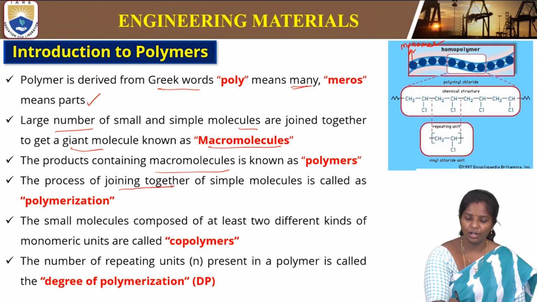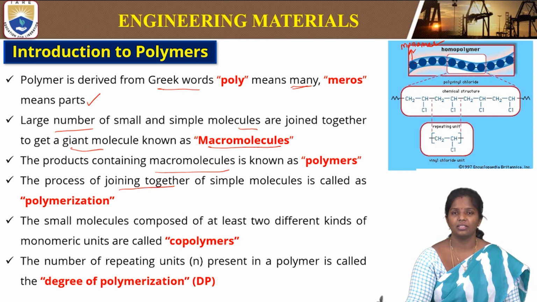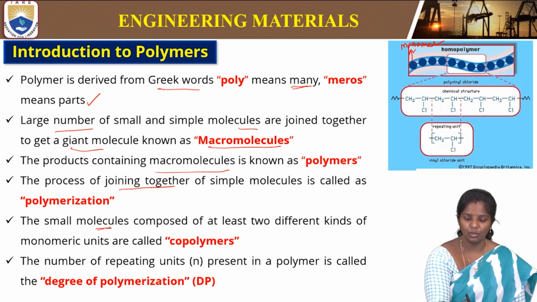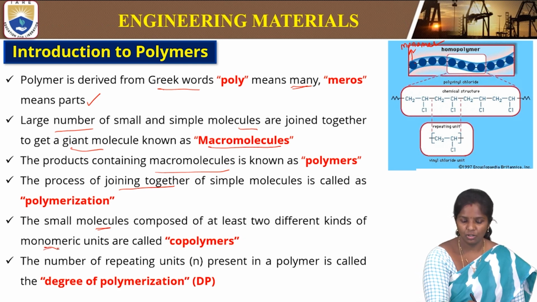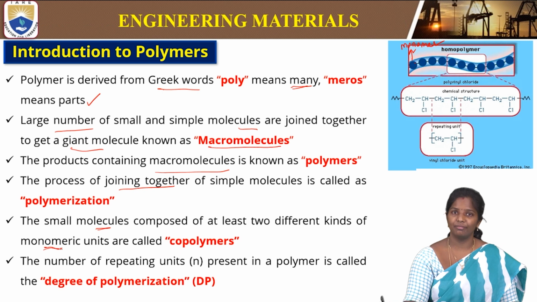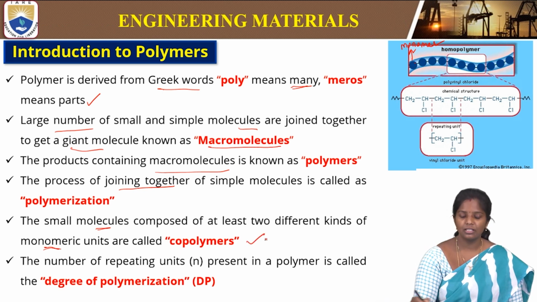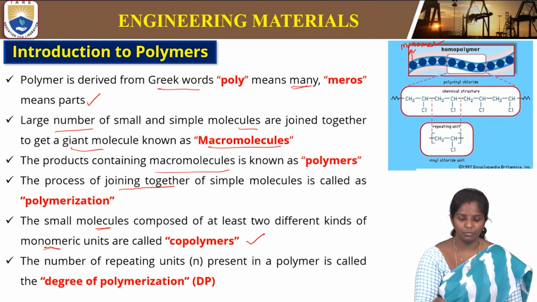The process of joining together of simple molecules is called polymerization. This is a process involving the joining of simple molecules or monomeric units. If the polymer is composed of at least two kinds of monomeric units, that is, if we are using two different kinds of monomeric units as small parts, then the product formed is called a copolymer.